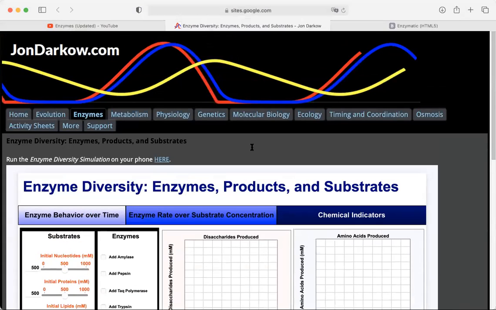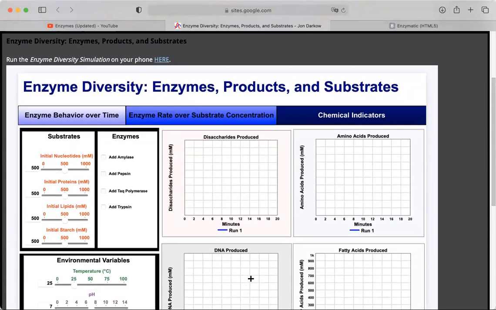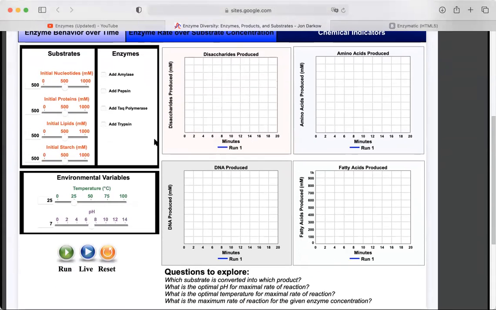And then this is the first, this is johndarko.com, his Google website, and it's an enzyme simulation. Your worksheet takes you through how to run this simulation. I don't want you to be confused, because it really takes you through exactly what to do. It tells you what to make the concentration of the initial nucleotides, proteins, lipids, or starch. So I think the first activity says to make the initial concentration of starch at 500. And you can either type it in there or move the cursor to 500 concentration of starch.